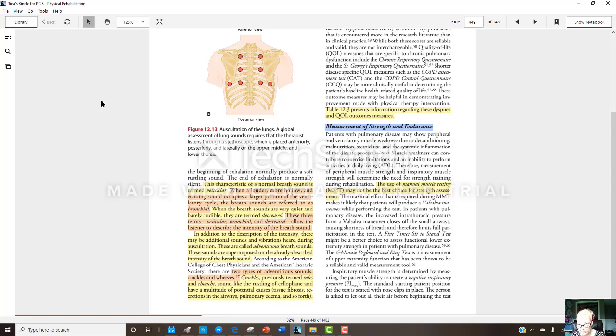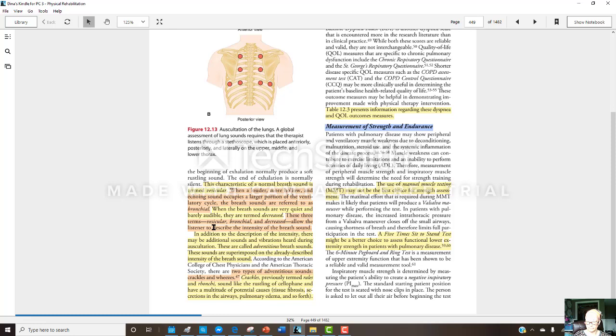A 5x sit-to-stand test might be a better choice to assess functional lower extremity strength in patients with pulmonary disease. The 6-minute pegboard and ring test is a measurement of upper extremity function that has been shown to be a reliable and valid measurement tool.